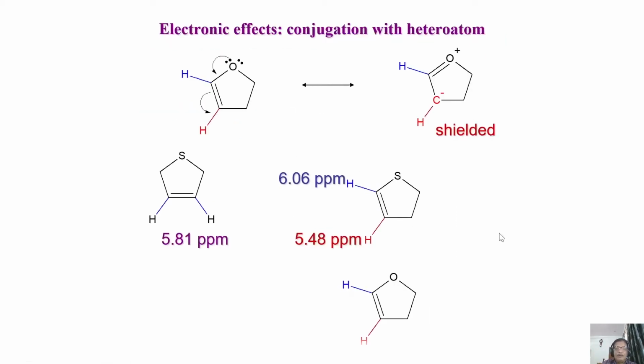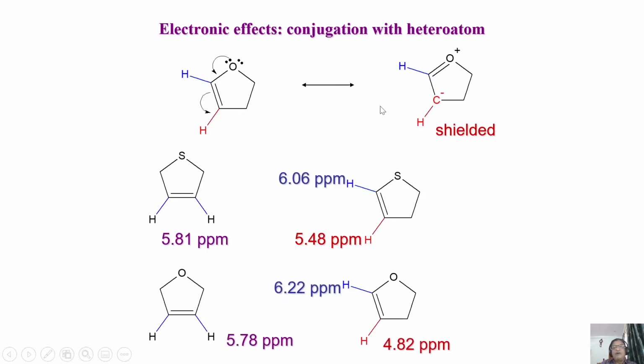So we can keep continuing like this. There are a lot more things one can discuss, depending upon conjugation within a heteroatom like oxygen, which is put in this. Again, you can find out how the electrons are moving here. In this case you can see that this proton gets more shielded, whereas if you have a sulfur here, this comes at 5.81 ppm, and in this case this proton is more de-shielded than this proton.